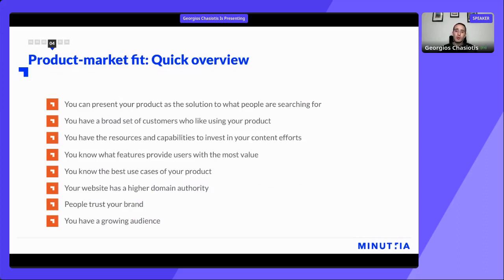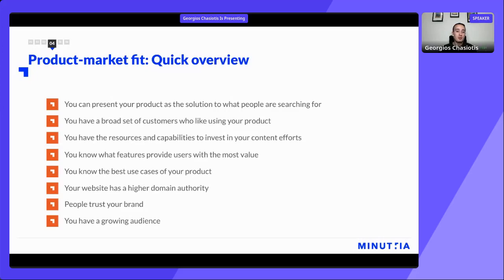Next, we have companies that have reached a product market fit. Quick overview of where you are at, if you are at this stage right now. You can present most likely your product as the solution to what people are searching for. You have a broad, hopefully, set of customers who like using your product. Thus, you have reached a product market fit. You have the resources and capabilities to invest in your content efforts.